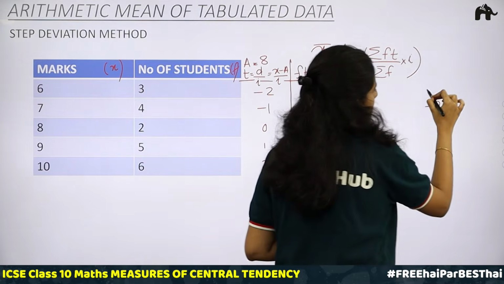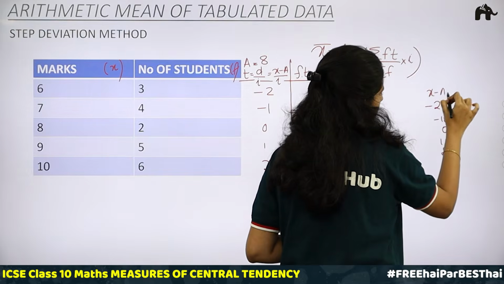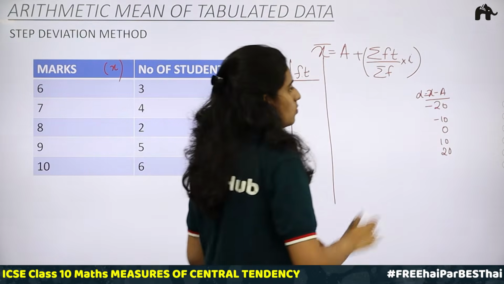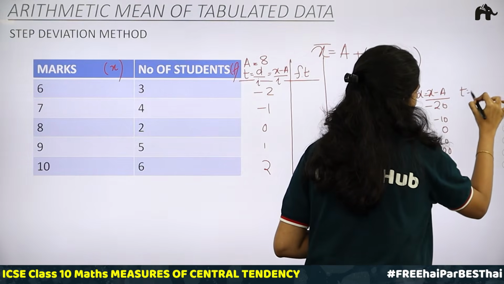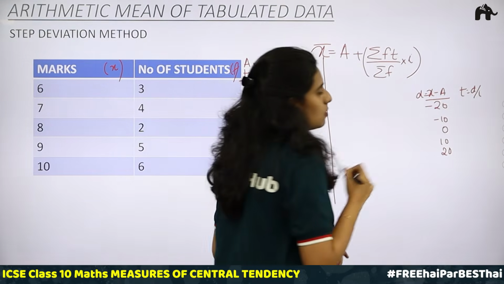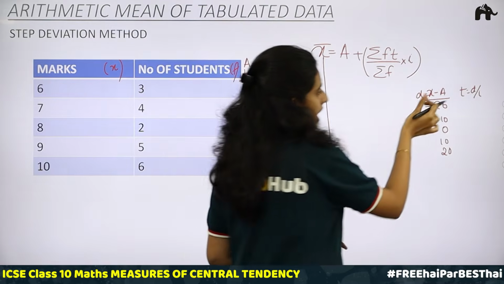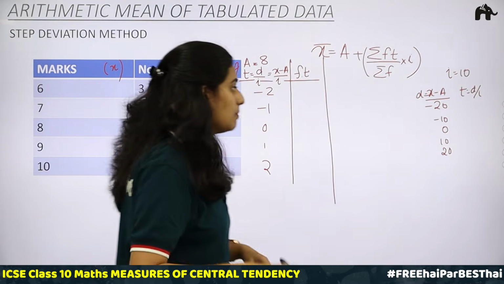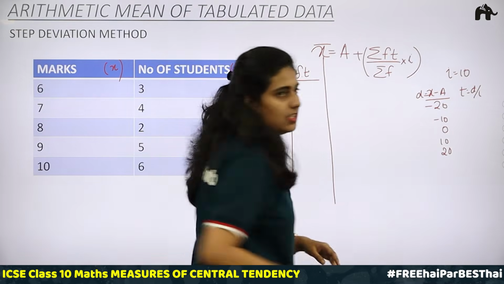Let us consider these are the values of x minus a. That is the d values, you have these values. In that case, what do we get as t? T is equal to d divided by I. So, minus 20 divided by I here is equal to 10. The highest number that we can use to divide all these numbers.